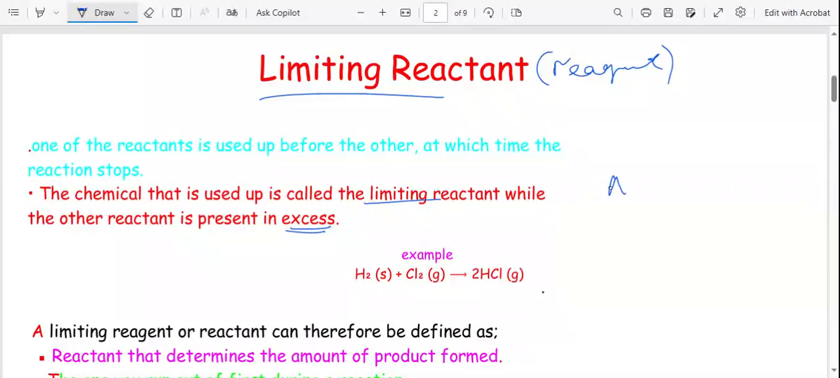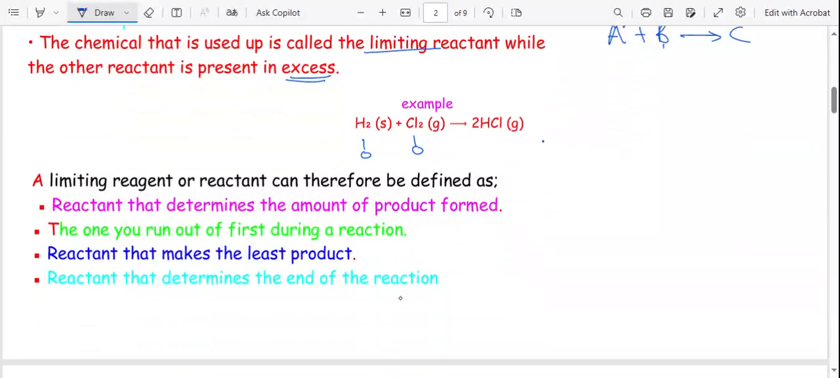Okay. So suppose we have an equation A plus B to form C. In this reaction, there is a point at which one reactant will finish before the other. That will limit us from producing more C. So that's what we mean when we say limiting reagent. In this example, one of these two can be the limiting reagent, not knowing unless we do some calculations. But just know that they can't be at the same point always. If they were equal, then the reaction won't finish. Why? It will be in equilibrium then.